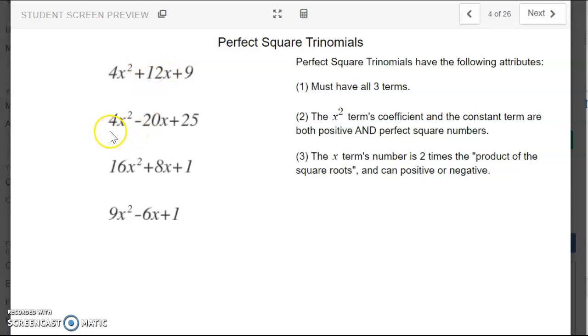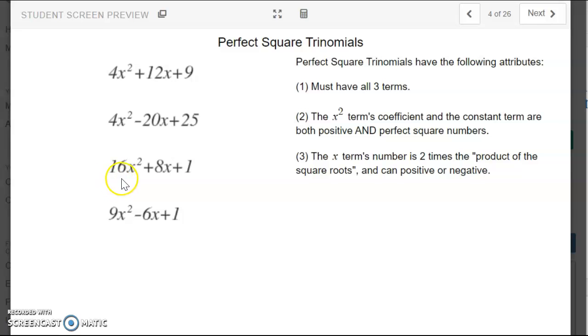What about this? The square root of 4x squared is 2x. The square root of 25 is 5. 2x times 5 is 10x, I'm sorry. And 10x multiplied by 2 is going to be 20x. But this can be positive or negative. The middle term can be positive or negative, unlike the first term and the last term, which have to be positive.